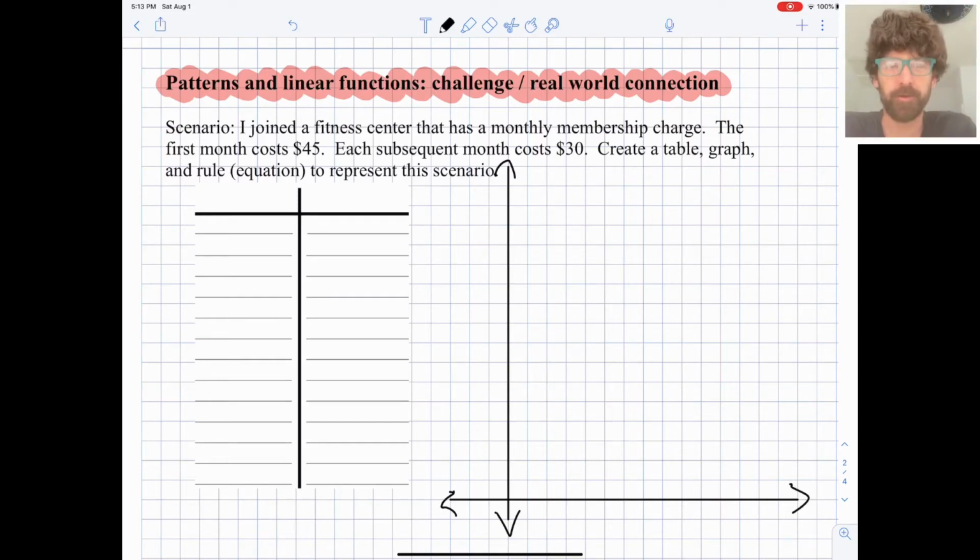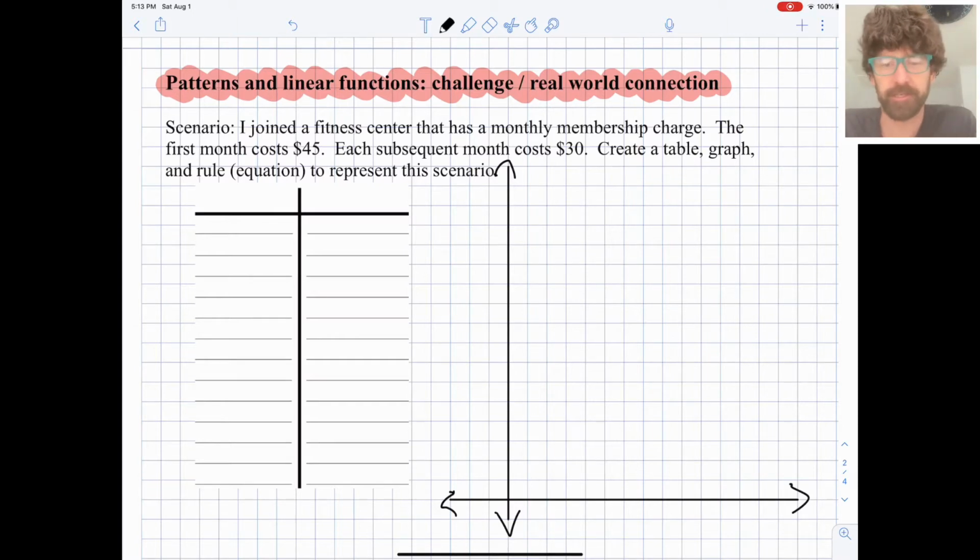All right, we're continuing our work with patterns and linear functions, and we're going to look at a challenge that's a real-world connection problem as well. And this has a little bit of a curiosity to it that made me want to pose this one as our challenge problem. So here's the scenario.